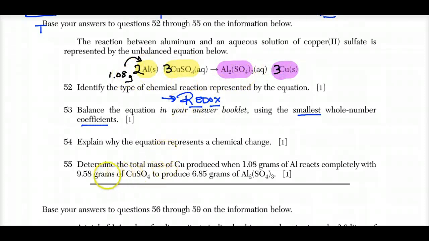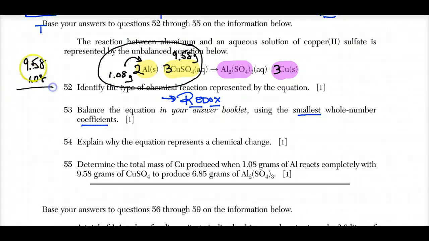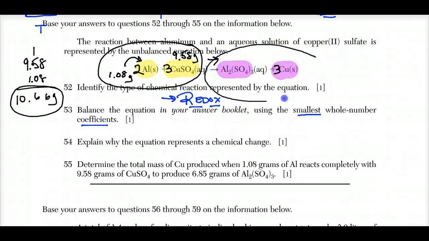However, look what they gave you. They said that 1.08 grams of aluminum reacts completely with 9.58 grams of copper sulfate. So if these are reacting completely, the total mass on this side is 9.58 plus 1.08. Do the math, 10.66 grams completely react. Well, the law of conservation of mass states that we have to have, guess what?